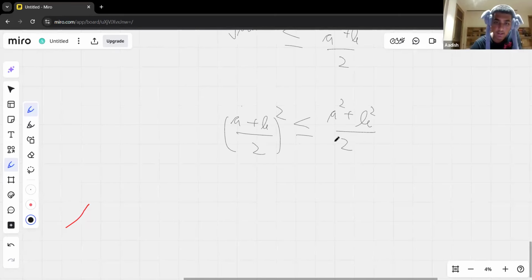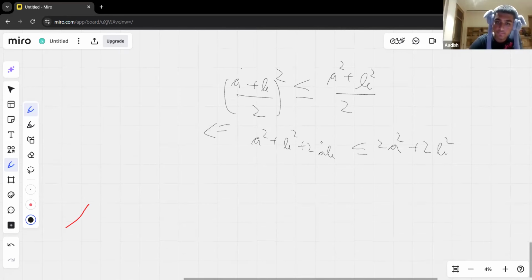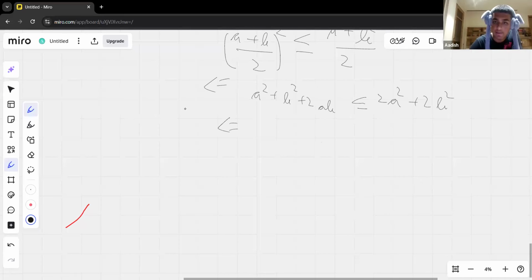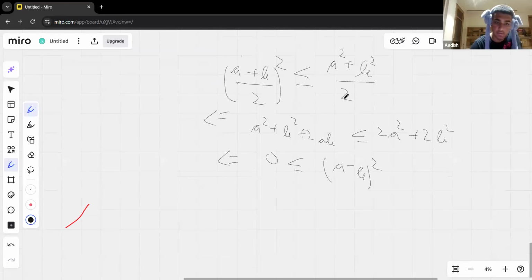The proof for this is very simple. You expand it out, and you multiply by 4 on both sides. So you get a square plus b square plus 2ab. You want to prove this is less than or equal to 2a square plus 2b square. And this is the same as taking everything to that side: 0 is less than or equal to (a minus b) square. AM-QM, or this is just an instance of the power mean inequality. QM-AM, yeah. You can also call it QM.